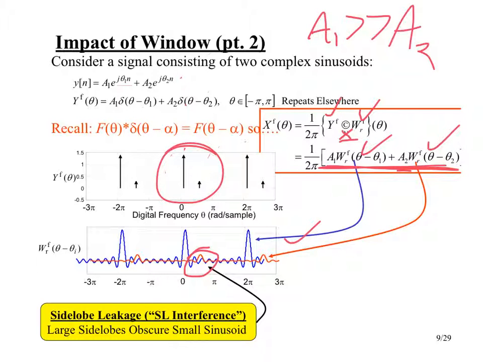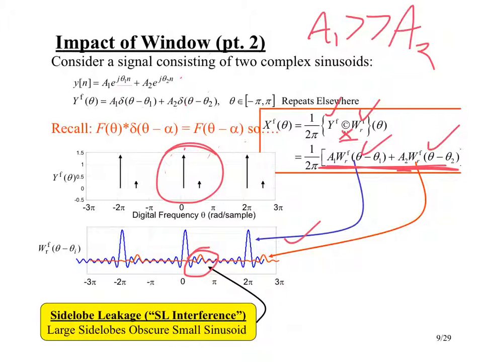So this is what's known as side lobe leakage, or side lobe interference is what I would actually prefer to call it. I never like what anybody else calls things, I guess. And so this is where the side lobes of a large sinusoidal component will obscure the main lobe of a small amplitude sinusoid. And so we might not even be able to observe the presence of that red one, and we'll see some examples of that as we go through this.